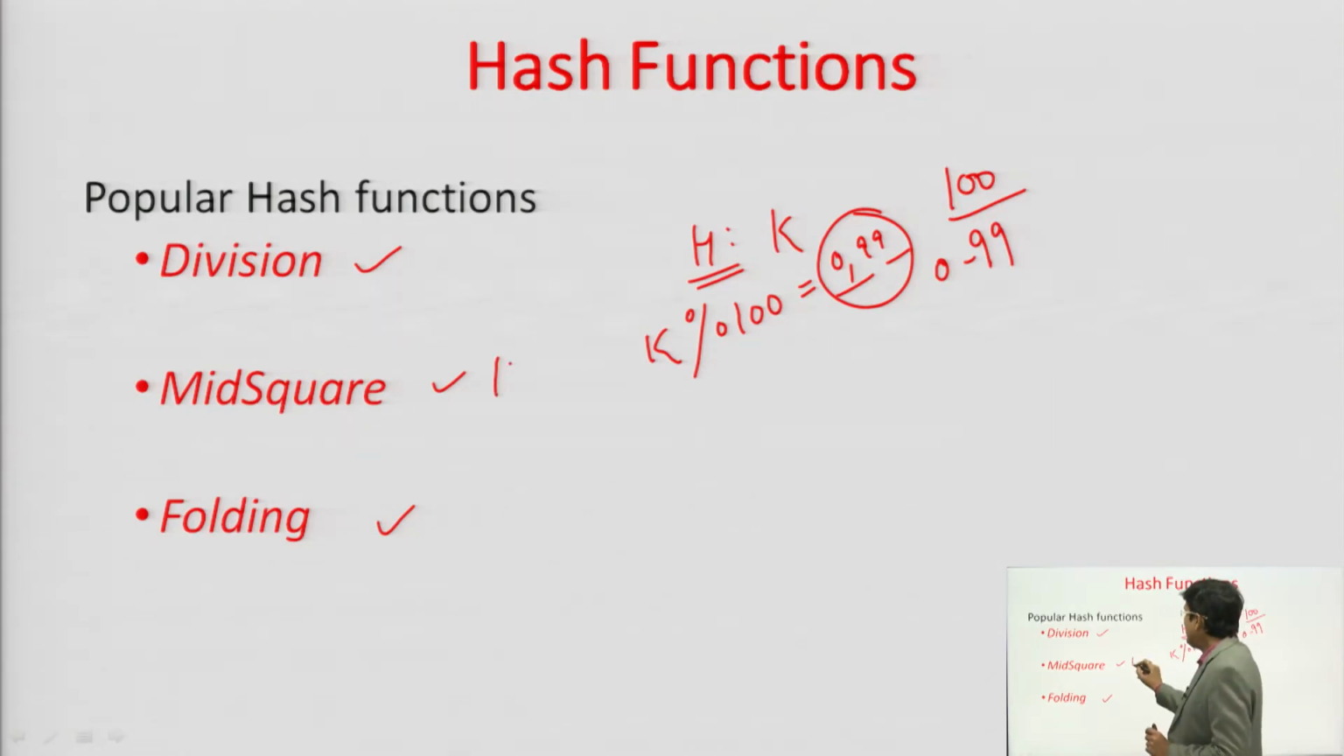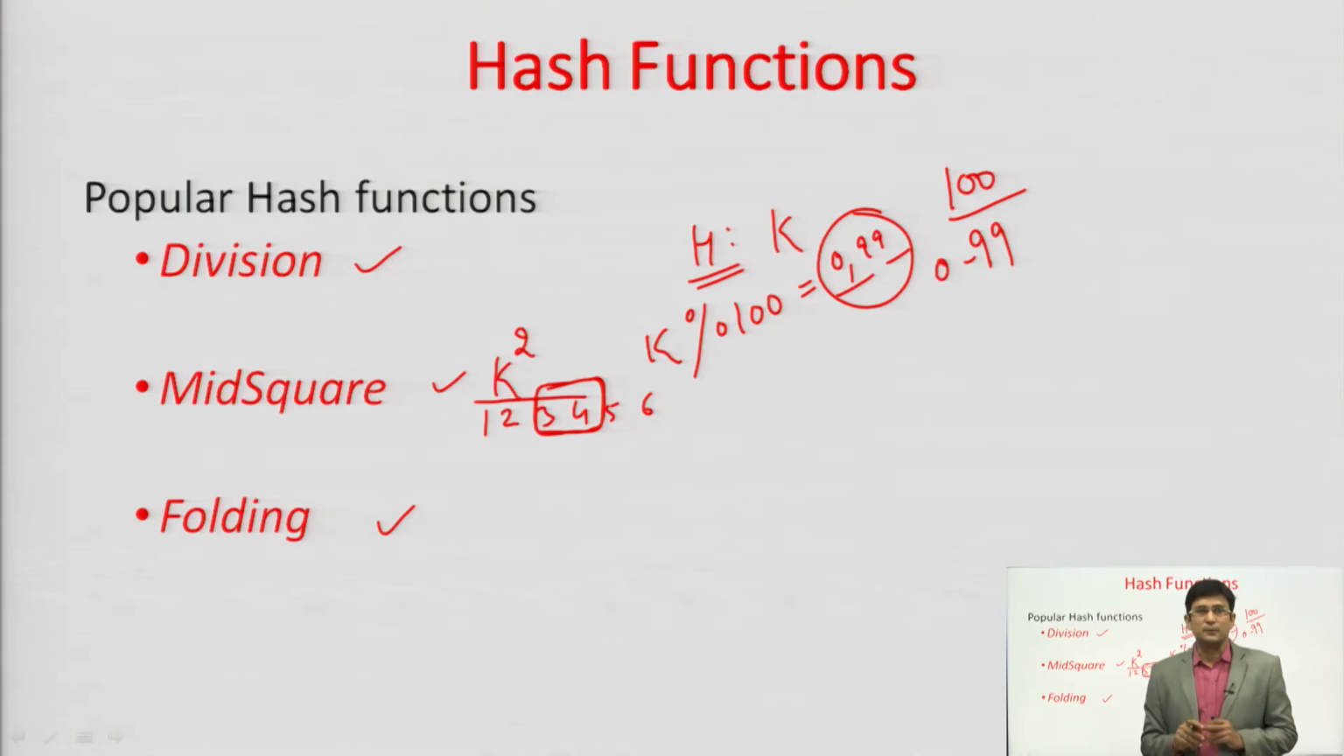The mid square method says that you take the square of the key, and then from the square of the key you select the digits that lie in the middle. For example, if I have a 6-digit number after squaring the key, and the data item lying in the middle is 34, then this will be the address, or location, of the data item in the hash table.